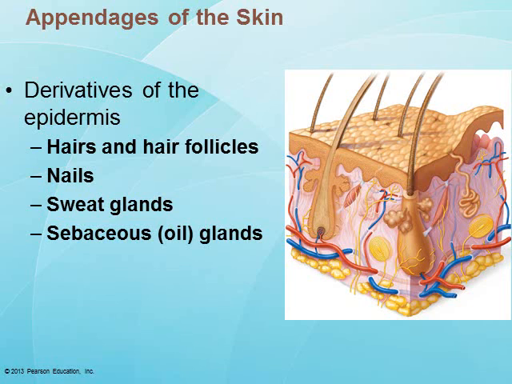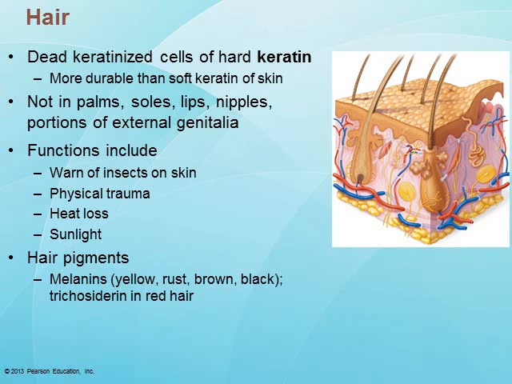But the integumentary system includes the skin, which is the largest organ of your body. At the same time, it also contains the appendages or accessories of the skin. Those appendages include hairs and hair follicles, and also your nails, sweat glands and oil glands, which we call sebaceous glands. All those together form your integumentary system. The appendages are the other organs. Okay, so start with the hair.